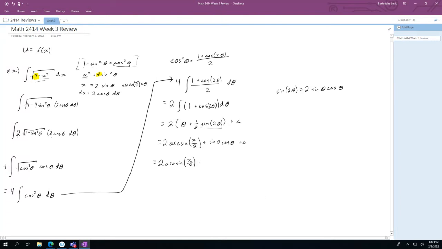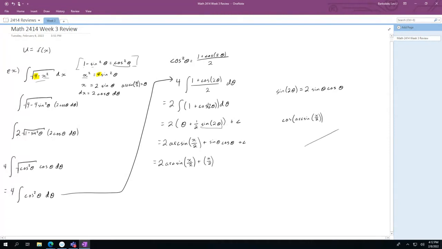Sine of arc sine is just whatever's on the inside. So sine of arc sine of x over 2 is just x over 2. And now I have the cosine of arc sine of x over 2. And there is a nice way we can solve for this. And if we use a geometric interpretation, it kind of makes a little more sense. So let's start with that.